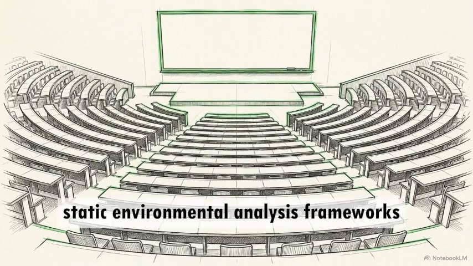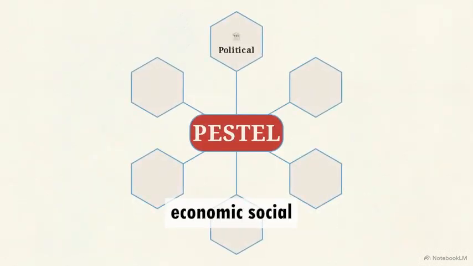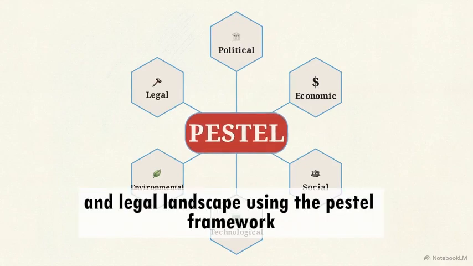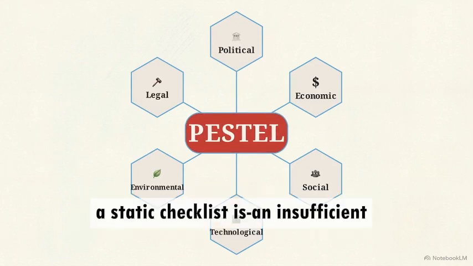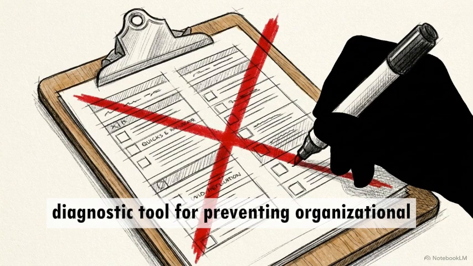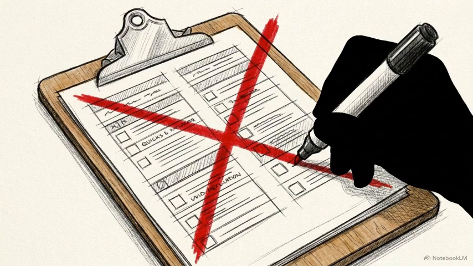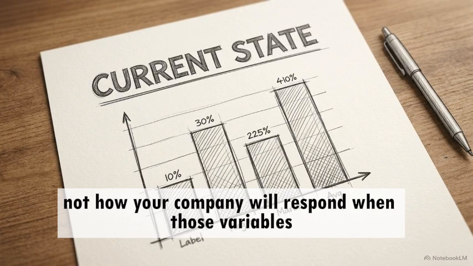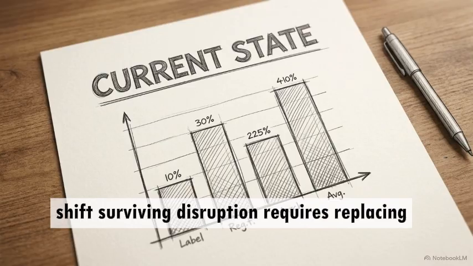Business schools teach static environmental analysis frameworks. You map out the political, economic, social, technological, environmental, and legal landscape using the PESTLE framework. A static checklist is an insufficient diagnostic tool for preventing organizational obsolescence. It tells you what variables exist right now, not how your company will respond when those variables shift.